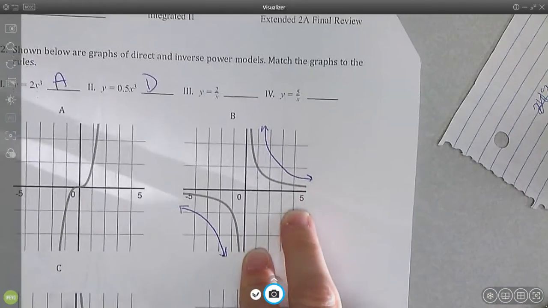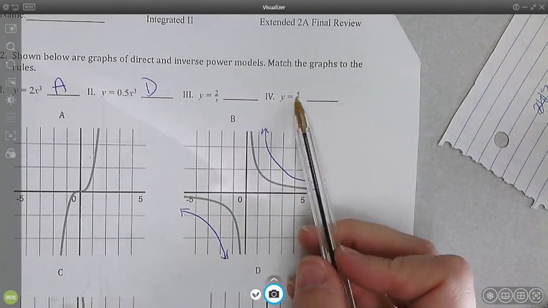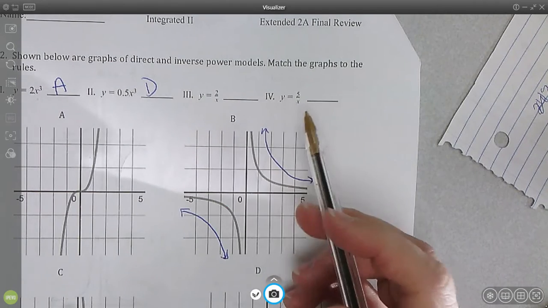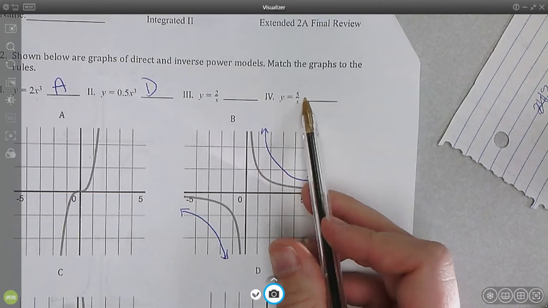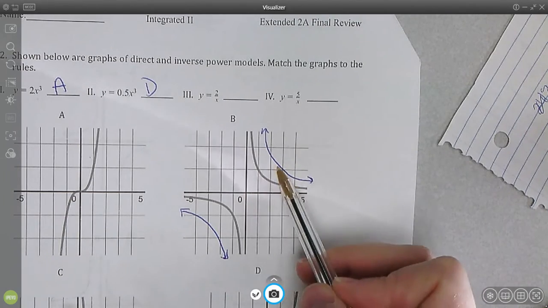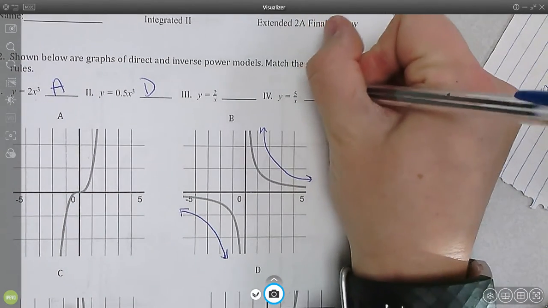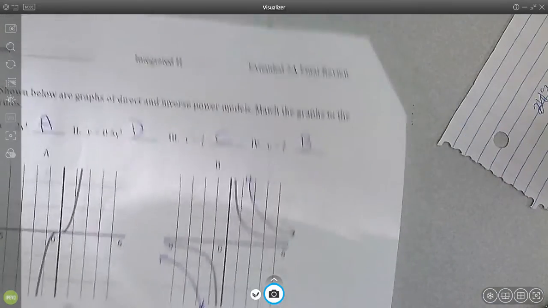And then these ones, it's the opposite. So if you have a fraction, the bigger the number, the further away from your origin your graph gets. So this has a 5, so that's the further away. So this one would be B, and the last one would be C.